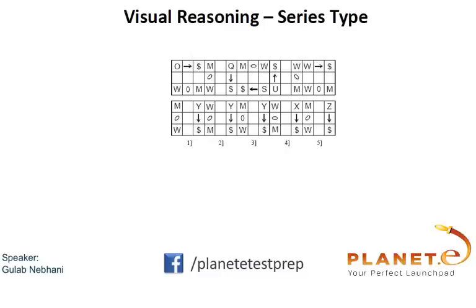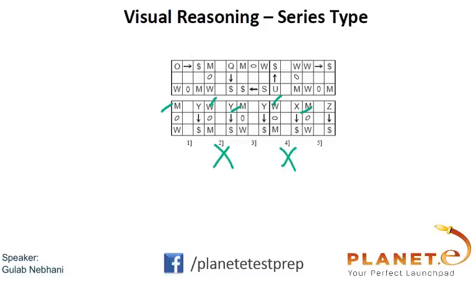I can see an M here, I can see an M in option number 3, I can see an M in option number 5. I don't see an M in option number 2 and in option number 4. So I'll eliminate second option as well as the 4th option.